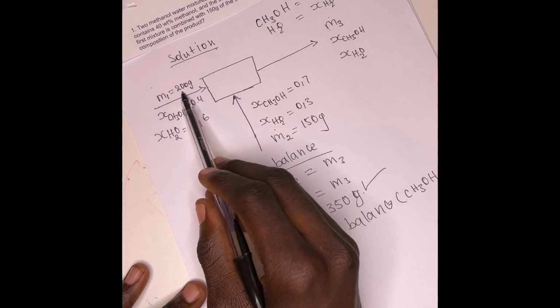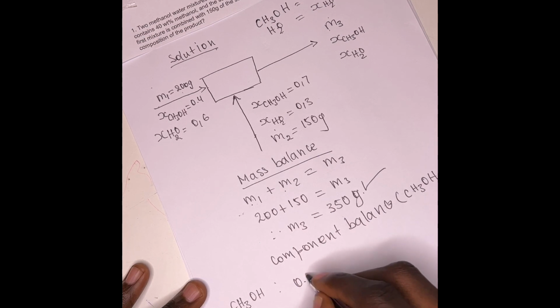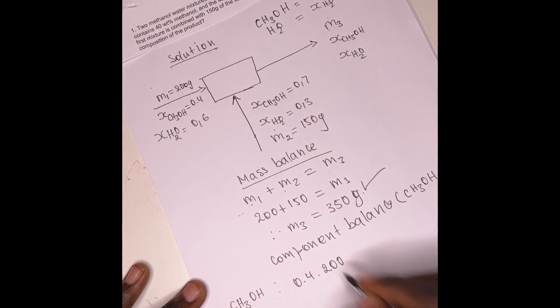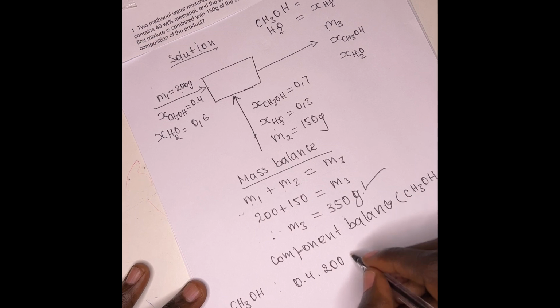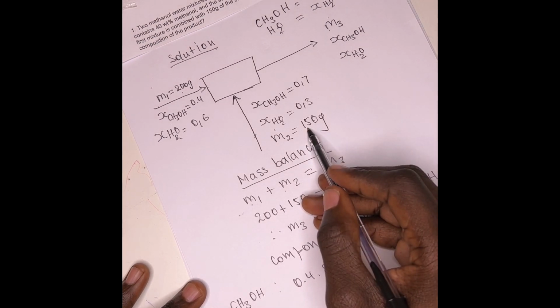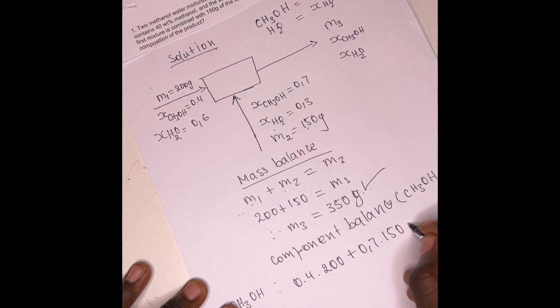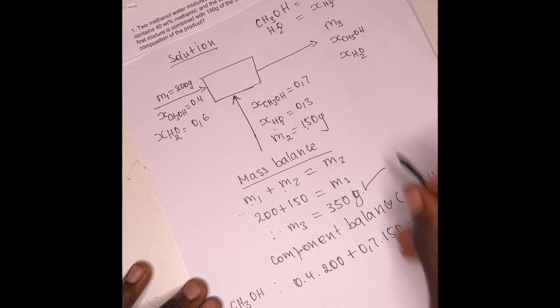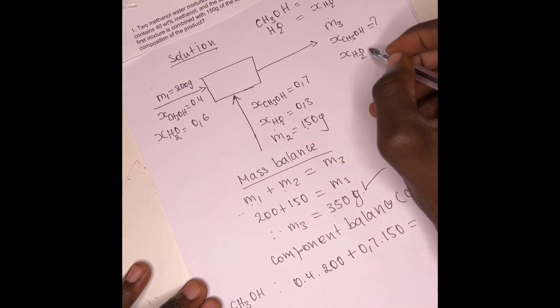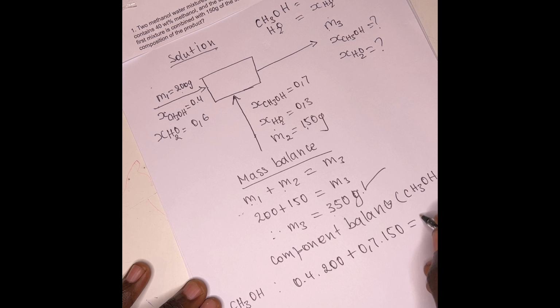M1 I know already. What is the methanol fraction? It is 0.4. So I'm going to have 0.4 times 200 plus, I know here the methanol is 0.7. So I'm going to have 0.7 times the flow rate 150, equal to what I don't know, because that's the question. So we're going to have x of CH3OH like this. It means methanol. And then we times this flow rate, we know already is 350.